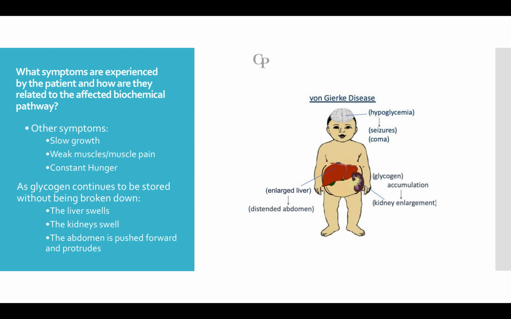This buildup will also lead to swelling in the kidneys, as they are also involved in the storage. This swelling will cause one of the many signs of the disease, as the abdomen begins to protrude as it's pushed forward.